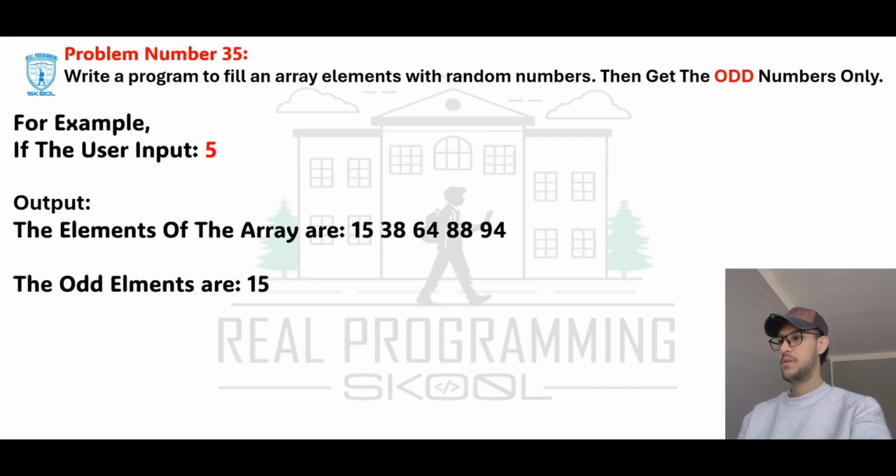Today we're going to have problem number 35. Write a program to fill in array elements with random numbers, then get the odd numbers only. If the user says number 5 for the elements, the output should be: the elements of the array are 15, 38, 64, 88, 94. And after that, the compiler will display for us the string: the odd elements are 15. Yes, number 15 is the only odd number from these elements of the array that we filled randomly.